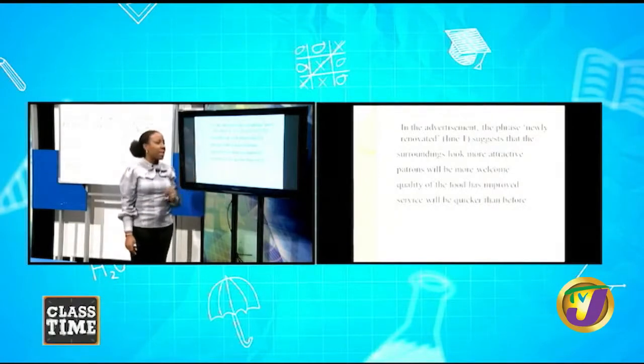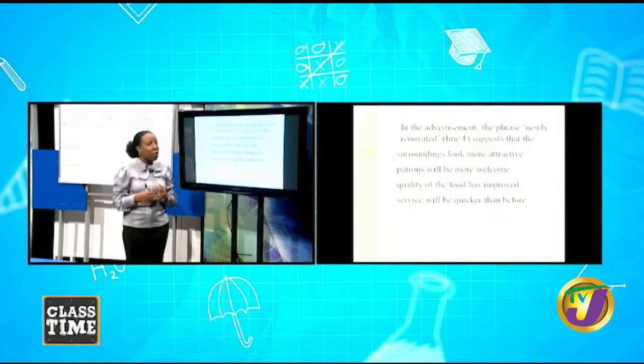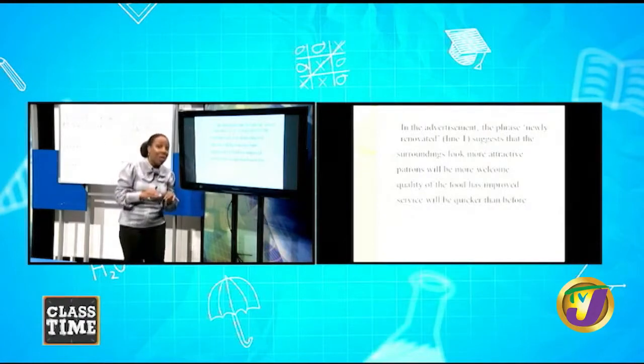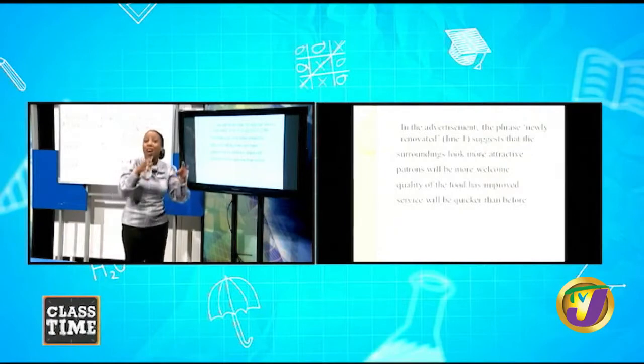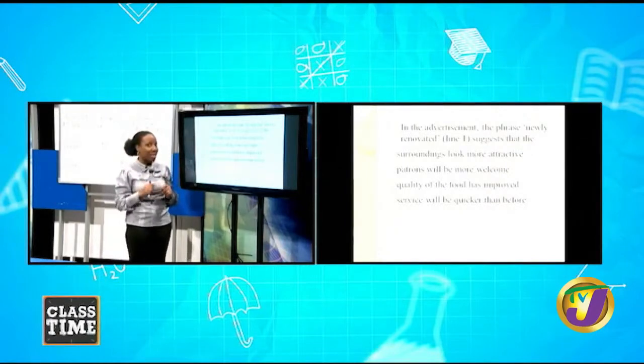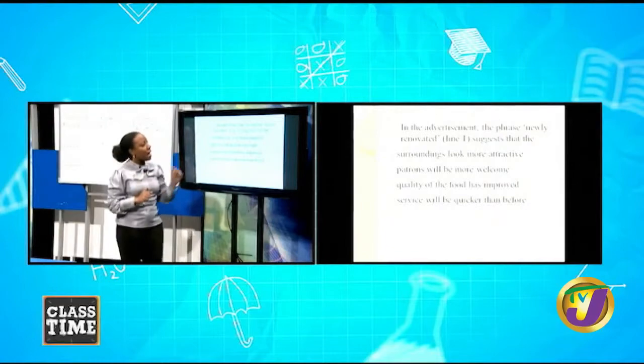Now let's look at B, C, and D. Why wouldn't any of these be correct? Let's look at B. Patrons would be more welcome. There is nothing contained in that phrase that suggests people greeting you at the door or you're seating in comfort or that kind of thing. It's basically talking about the infrastructural development of the restaurant, right? Even though as a result of the infrastructural development, you may feel more welcomed because the environment may become more pleasing, but that's not the meaning of that particular phrase. So don't be confused.